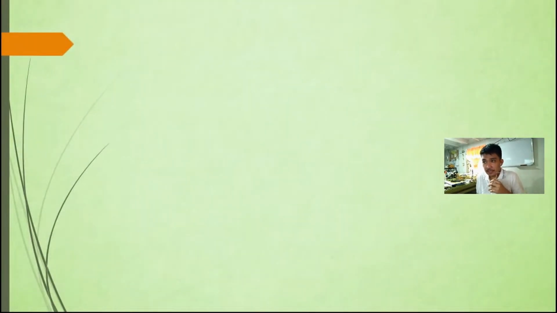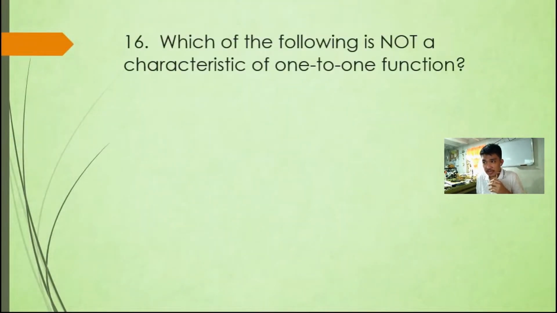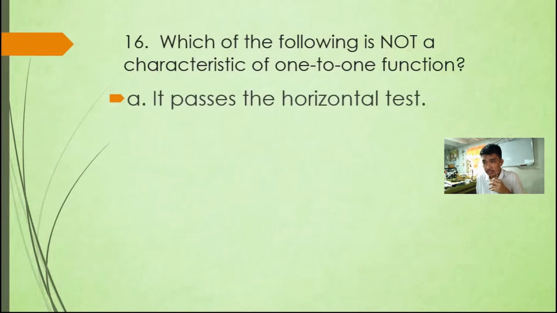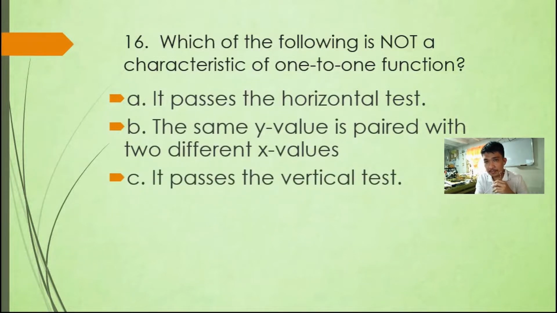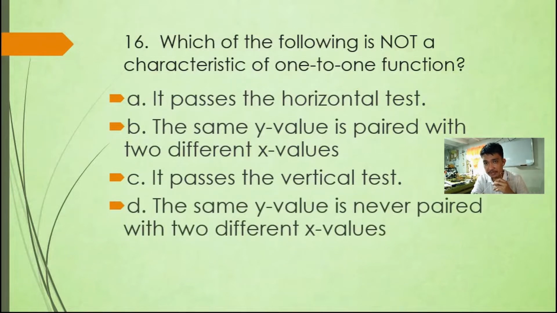Number 16. Which of the following is not a characteristic of one-to-one function? Letter A, it passes the horizontal test. Letter B, the same y value is paired with two different x values. Letter C, it passes the vertical test. Or letter D, the same y value is never paired with two different x values. Now the answer is letter B.